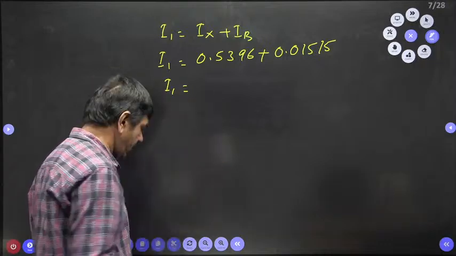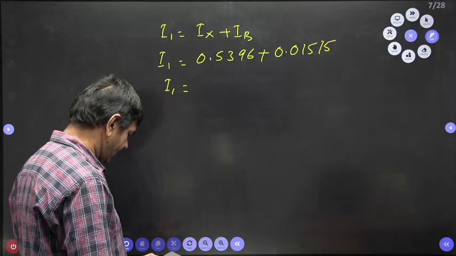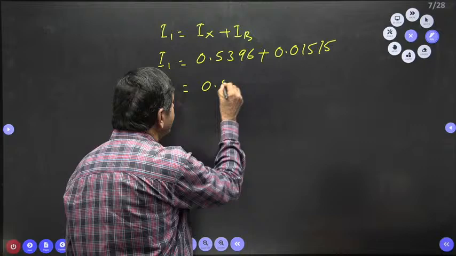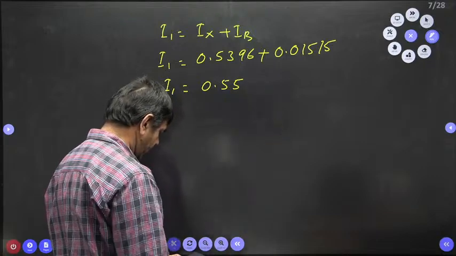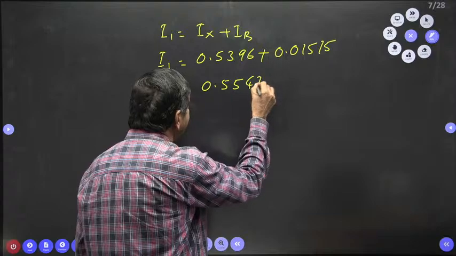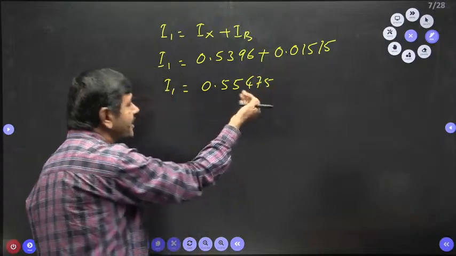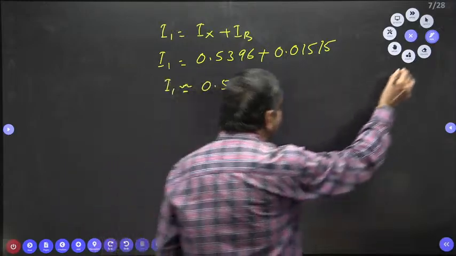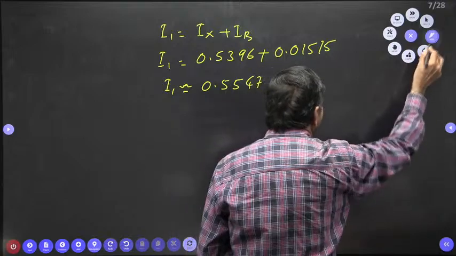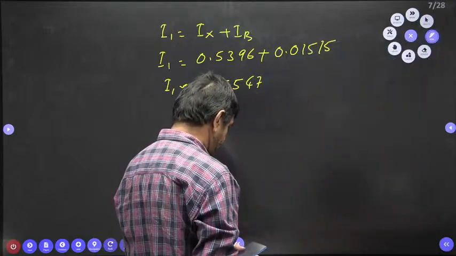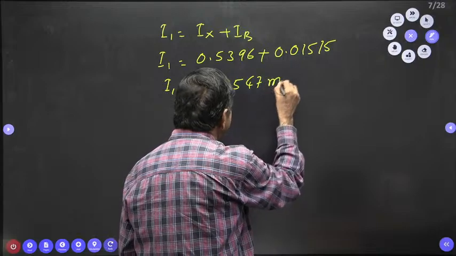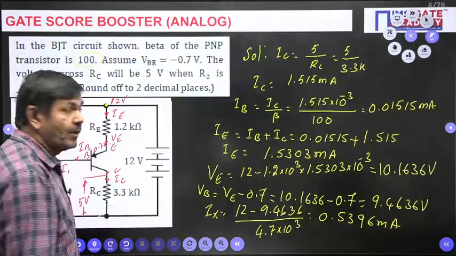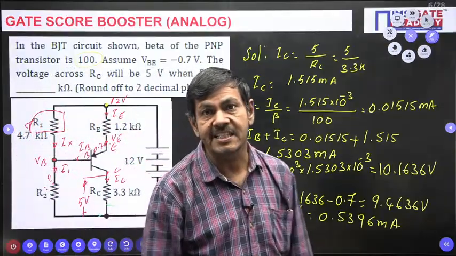So finally the I1 value will be approximately 0.55 milliamperes. That much milliamperes of current is possible. Then I can determine the required parameter. What parameter is required in this problem? What is being asked to find?